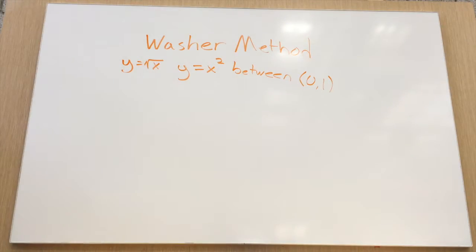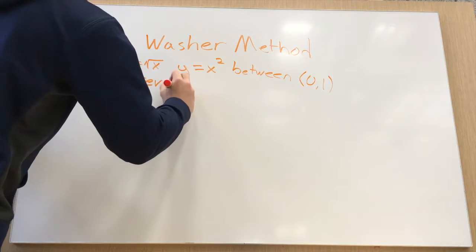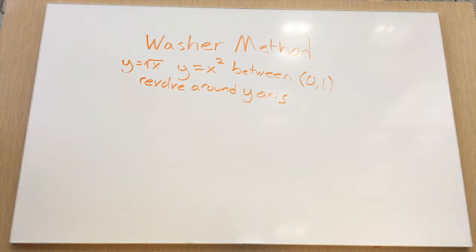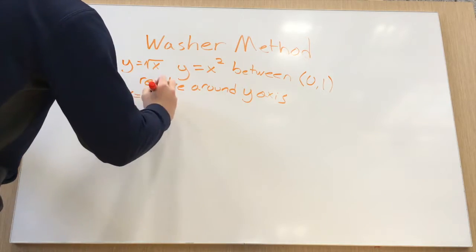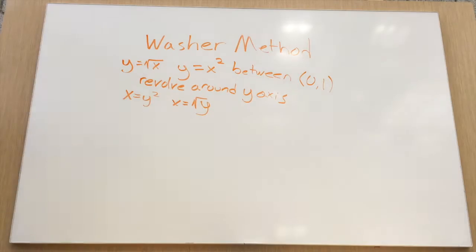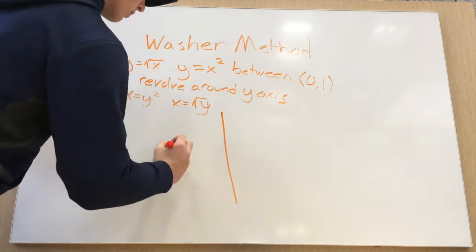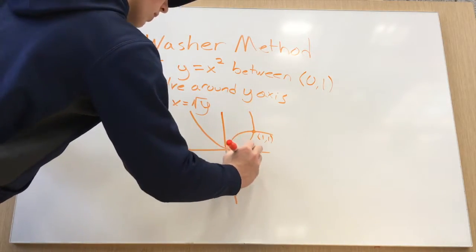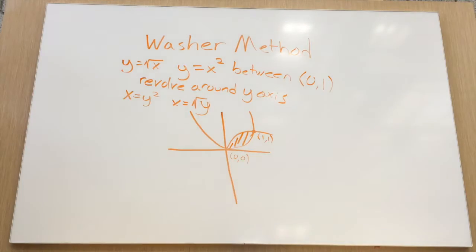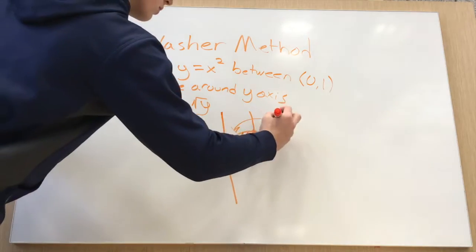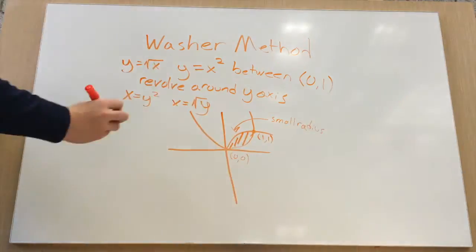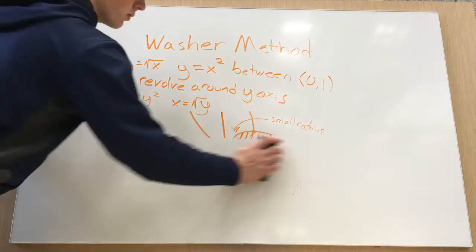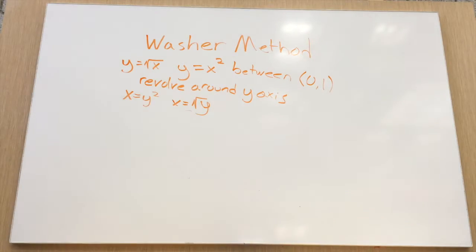So now we're going to make it a little more challenging. We're going to make you revolve it around the y-axis. So first what we're going to have to do is rewrite the equations. So solve for x, and you'll get x equals y squared and x equals square root of y. And then we'll have to redefine the radii. We'll see the new small radius will be x equals y squared, or previously y equals the square root of x. We'll see the new large one is x equals the square root of y.